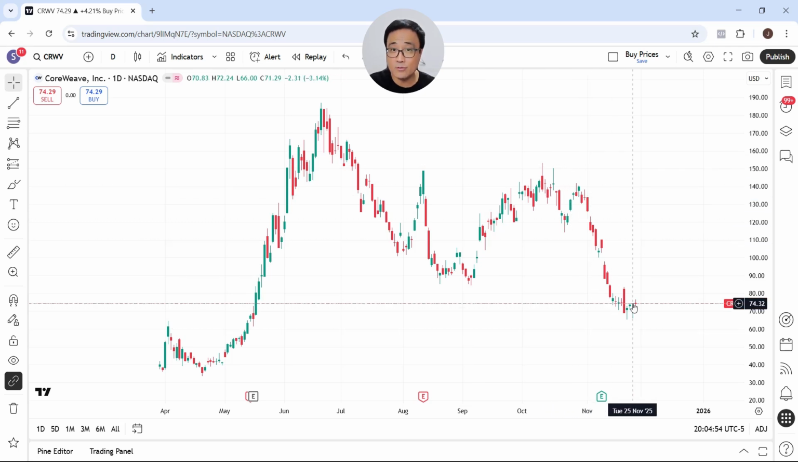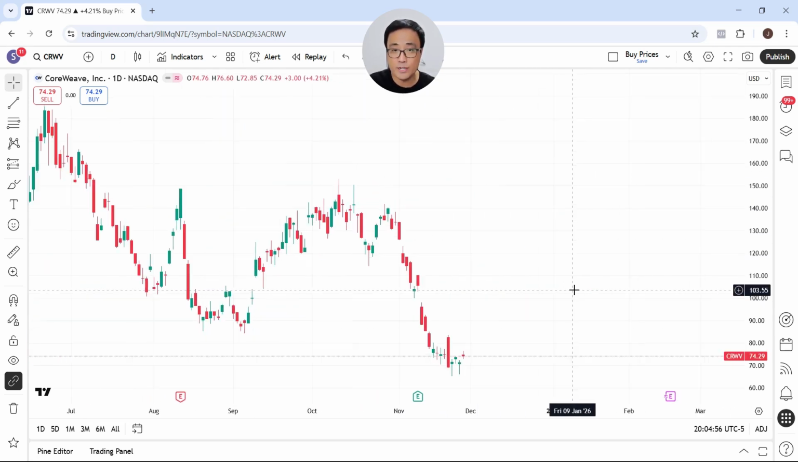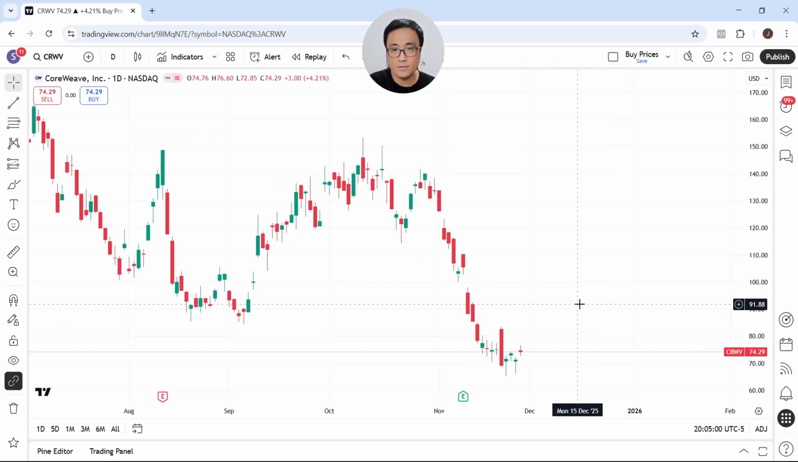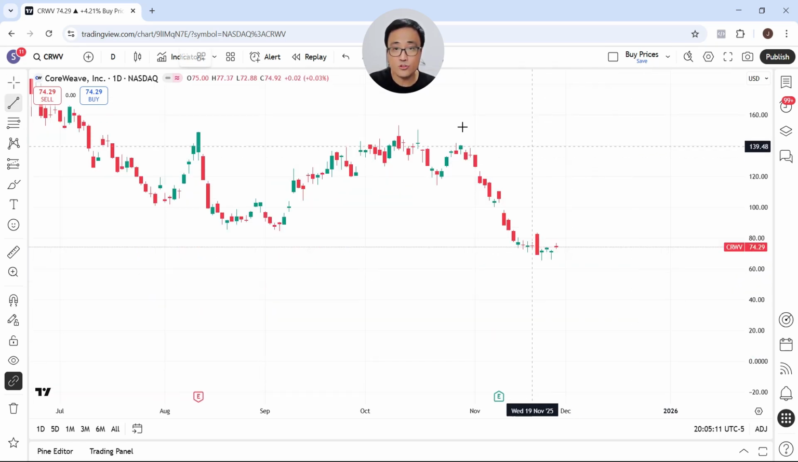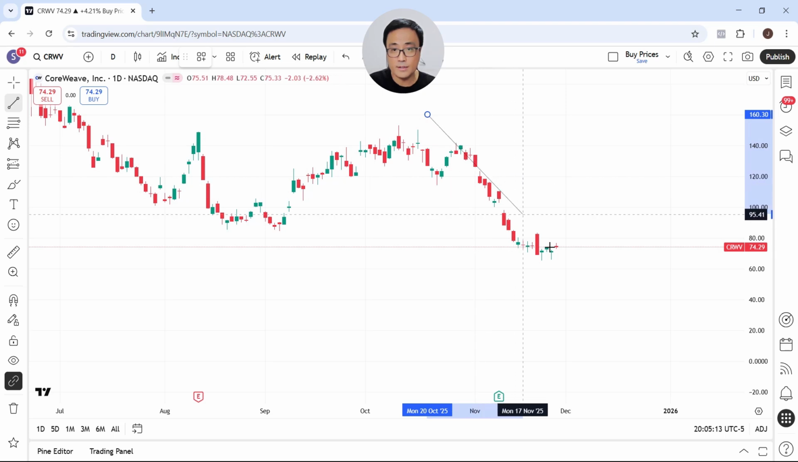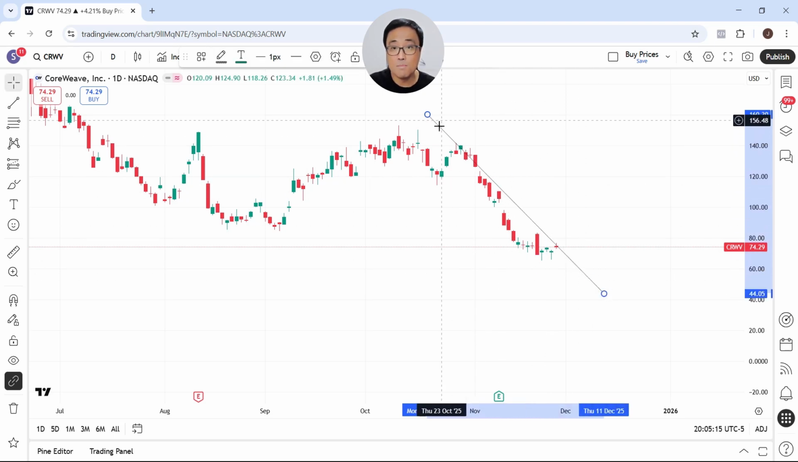Let's draw that downtrend. And the way you draw a downtrend, let me expand that out. If you're in a downtrend, you draw the line above the prices. The reason why you draw it above is because this acts as a resistance. So when the price hits it, it comes back down, hits it, comes back down, hits it.